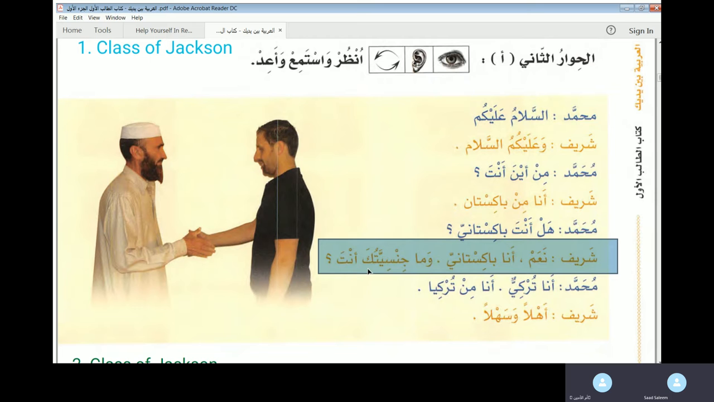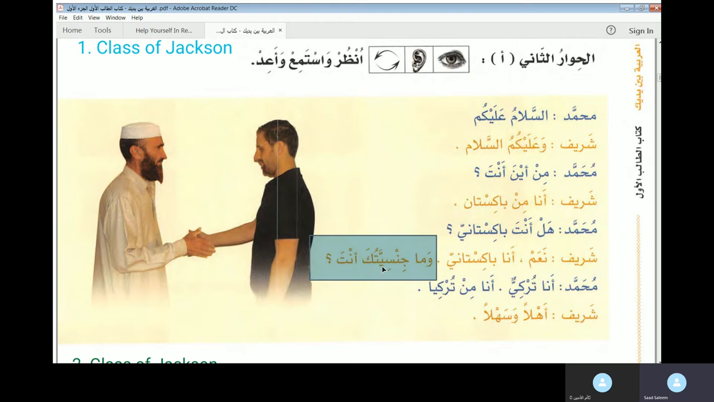I don't know what that word means. Jinsiya means nationality. Ka means your. Wa ma jinsiyatuka anta? And what is your nationality?